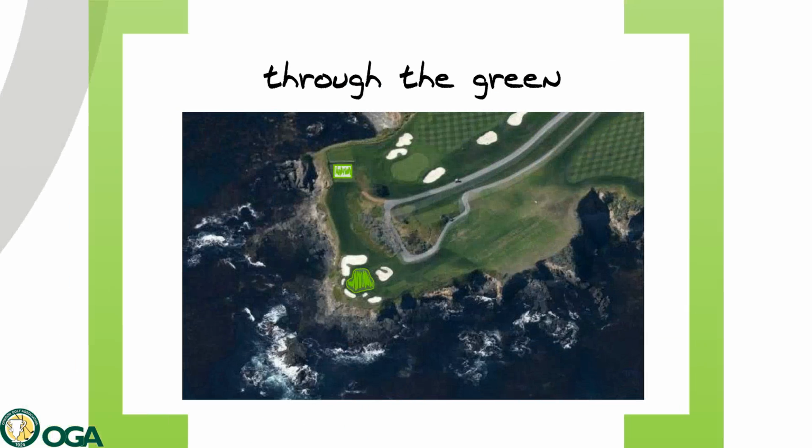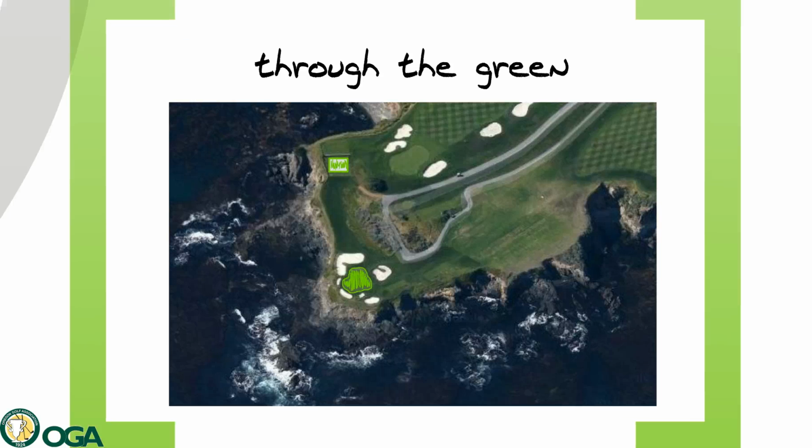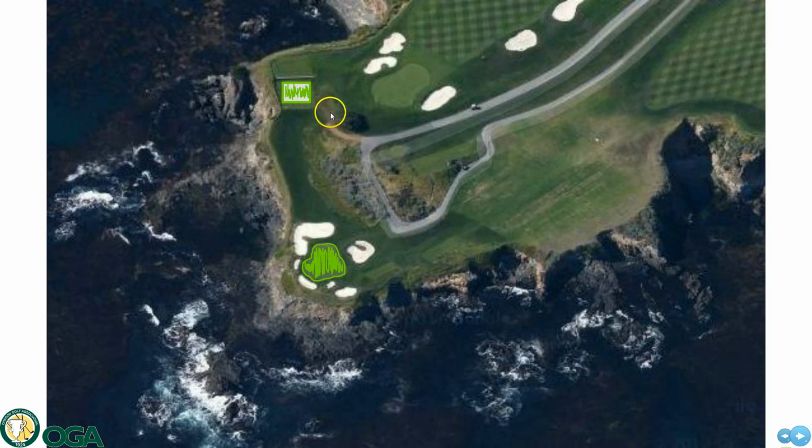Let's look at a little bit bigger perspective to understand what through the green actually is. So again, it includes everything except the teeing ground and the putting green on the hole that we're playing. In this case, it happens to be the 7th hole at Pebble Beach Golf Links. We also do not include in through the green all hazards on the course. So those are bunkers, whether on the 7th hole or over here on the 6th hole, and water hazards that surround the 6th, 7th, and 8th hole. Everything else is through the green.